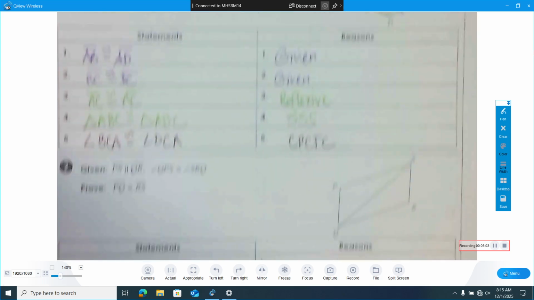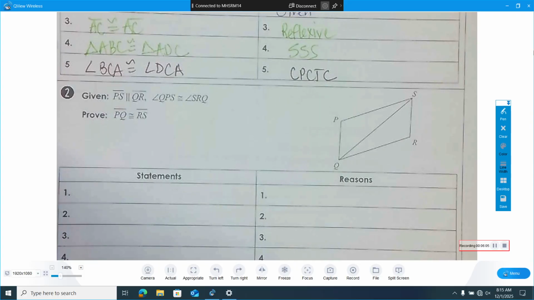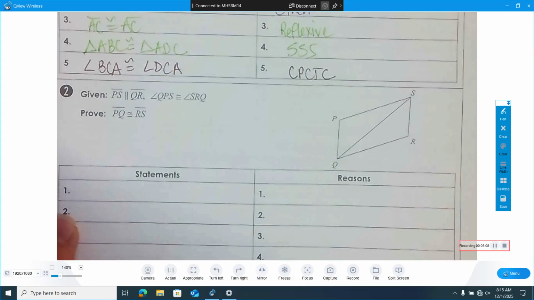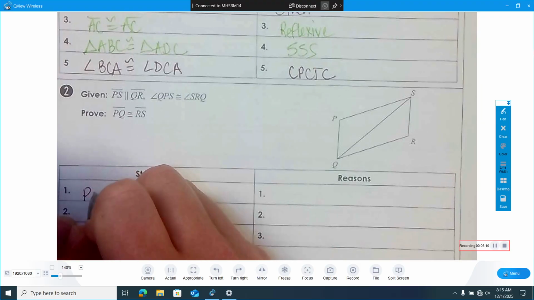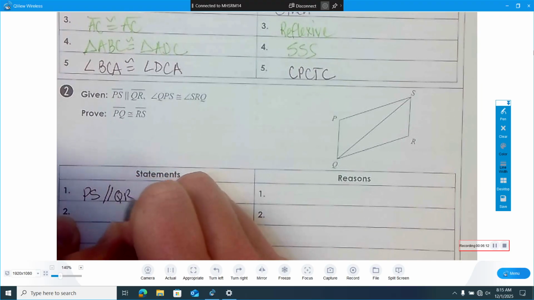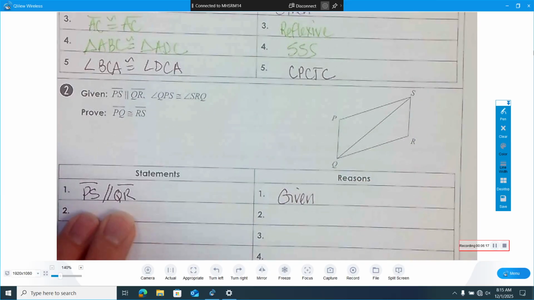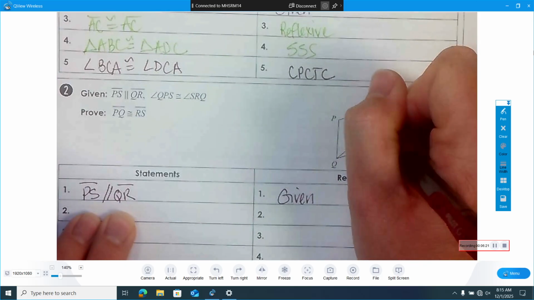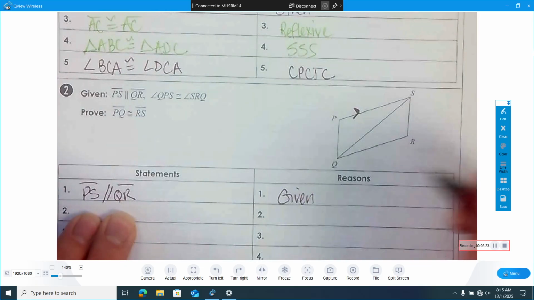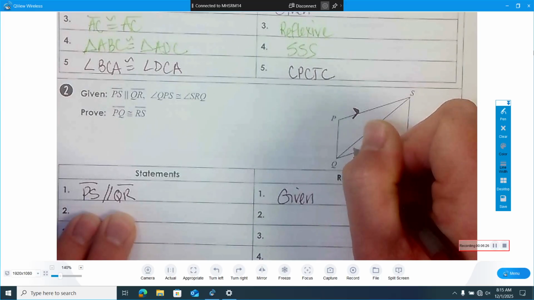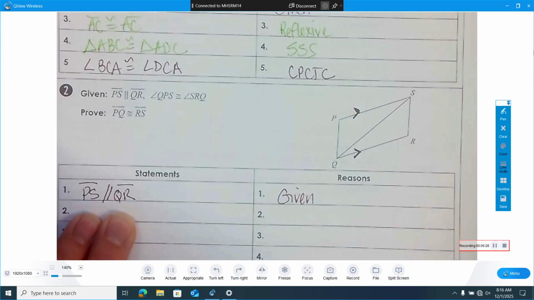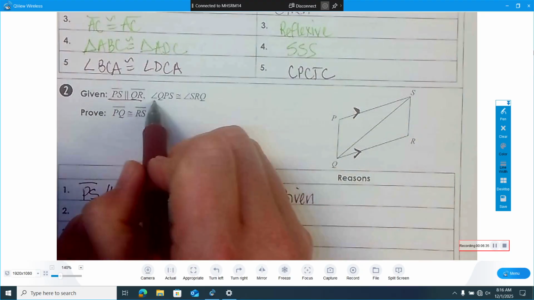CPCTC. Yep. All right, let's look at number 2. On number 2, they're telling us that PS is parallel to segment QR, given. And of course, then I need to mark it on my picture. PS, my little triangles, and QR are parallel. Lots of things we need to look out for when we have parallel lines. So that's the first statement that's given, and then I'm also going to go ahead and do the second one here.